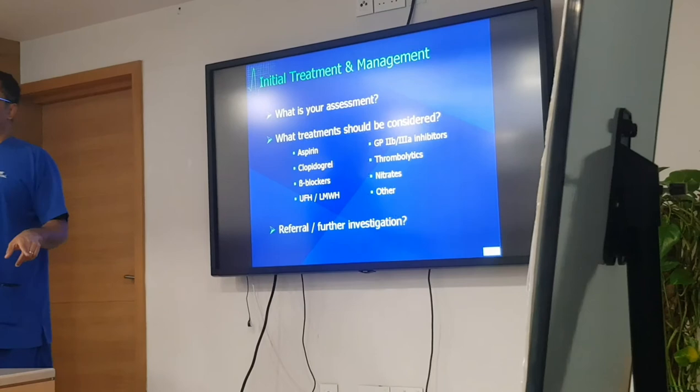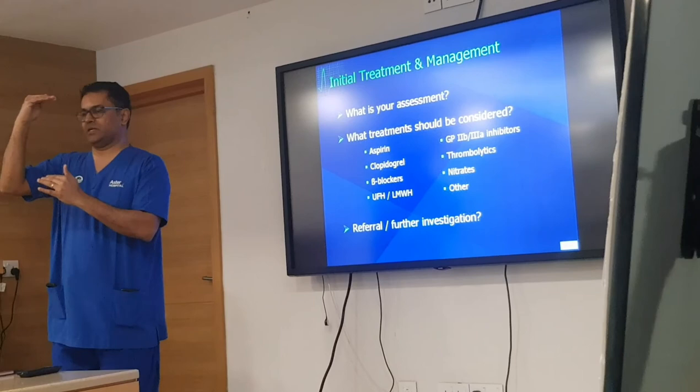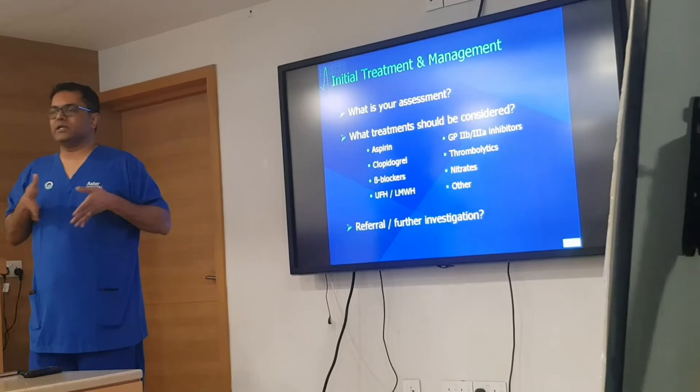Nitrates, who will give nitrate for this patient? With pain and ECG changes, you can give. Remember, ST elevation is telling me it's a total occlusion. Here, it's not a total occlusion. If it's total occlusion, the ST segment will be elevated, right? This patient probably has an 80% or 90% occlusion. Still, he has some flow. So by giving nitrates, you can improve the flow. So in ACS, nitrates are helpful.